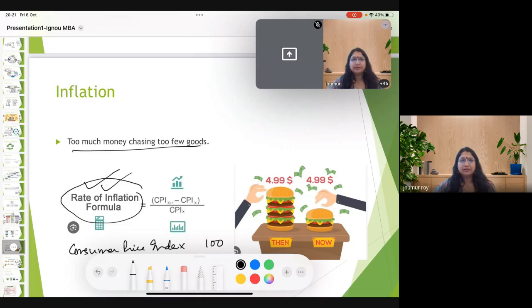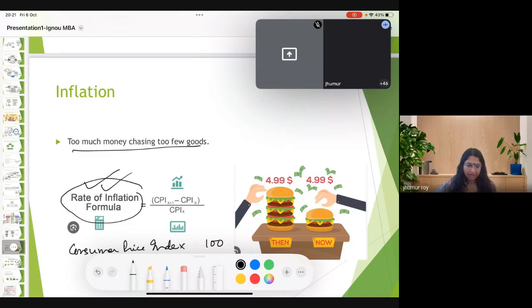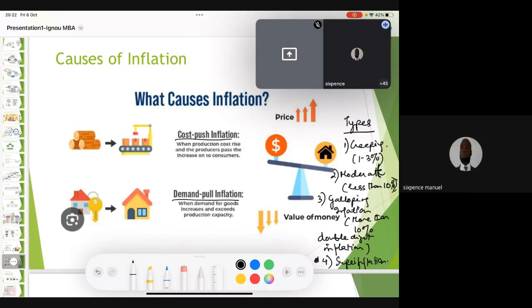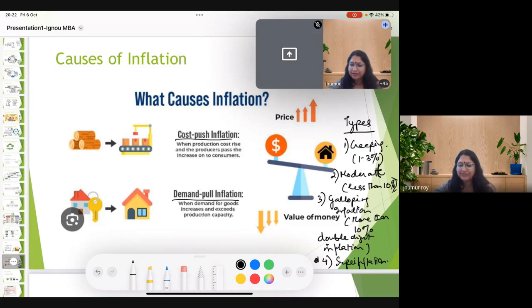Yes, teacher. About the first type of inflation, I didn't get you well. Could you repeat, please? Okay, I'll repeat. The first type of inflation is called creeping inflation. That is what you're asking, no? Types of inflation. Manuel, are you asking me types of inflation or causes of inflation? No, it's okay. Thank you. Okay. So it is called creeping inflation, moderate inflation, then we have galloping inflation, and super inflation. These are the four types of inflation which we talk about.